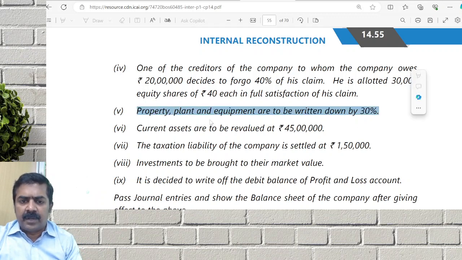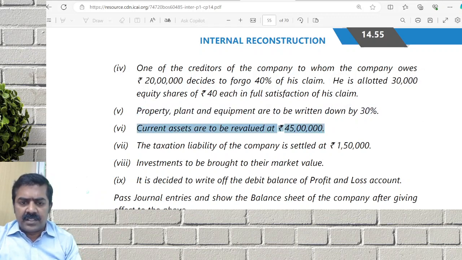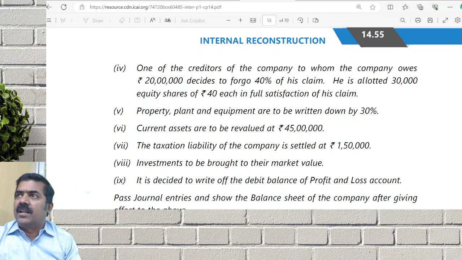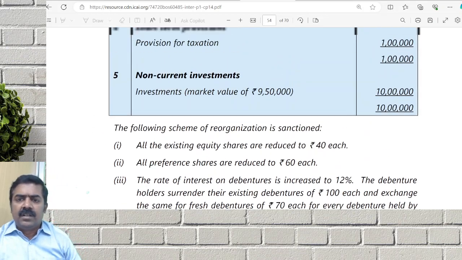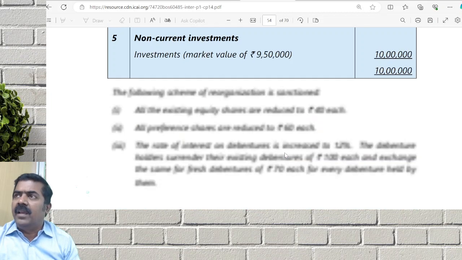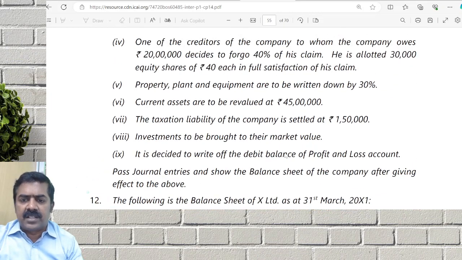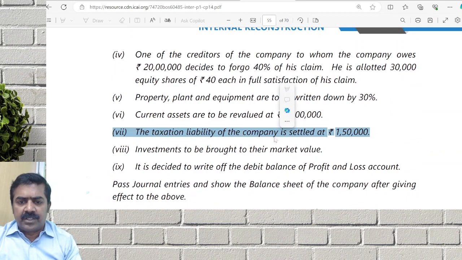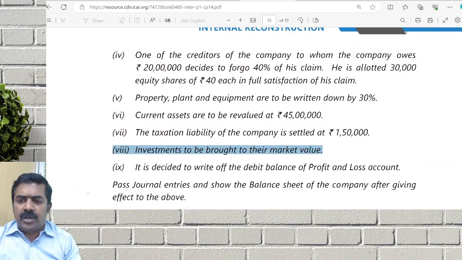Reduce the plant property equipment, reduce the current assets. Taxation liability is settled at what? 1,50,000. Provision for tax, only how much is there? 1 lakh is there, but we are paying 1,50,000. Excess will be adjusted in which account? Capital reduction account. Investments to be brought into market value.